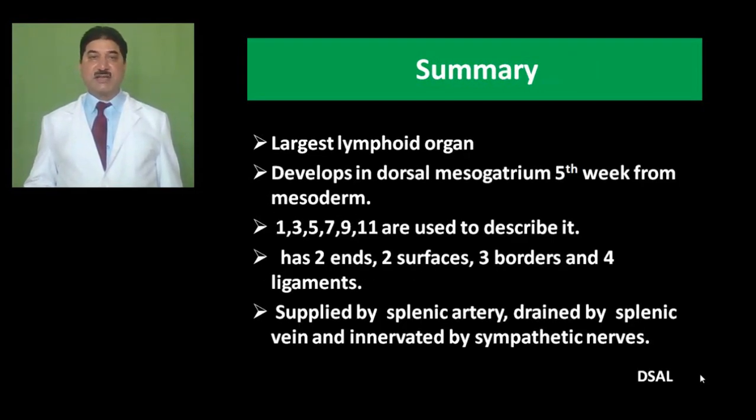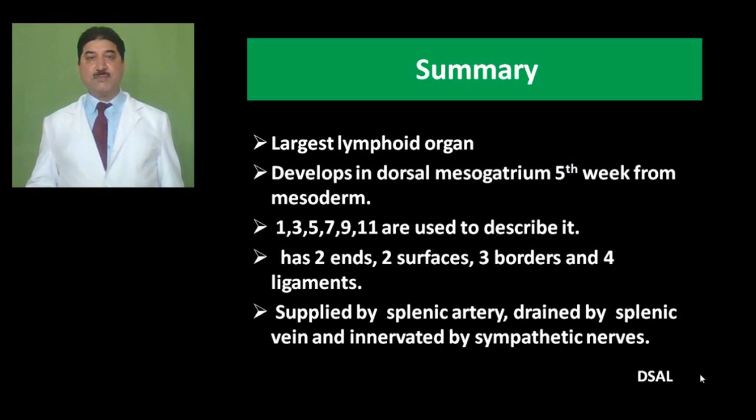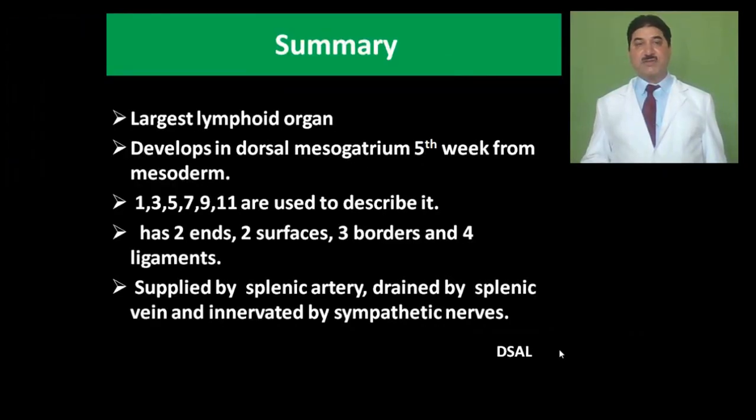I want to summarize my lecture as spleen is the largest lymphoid organ. It develops in dorsal mesogastrium during 5th week from mesoderm. We can remember the features of spleen by 1, 3, 5, 7, 9, and 11, which are used to describe its features. Spleen has 2 ends, 2 surfaces, 3 borders, and 4 ligaments. It is supplied by splenic artery, drained by splenic vein, and innervated by sympathetic nerves from L1 to T12.